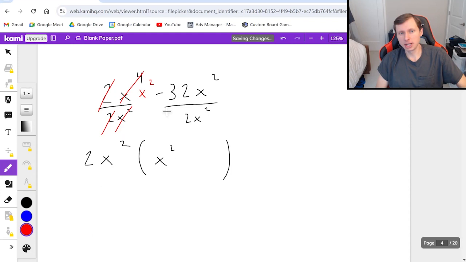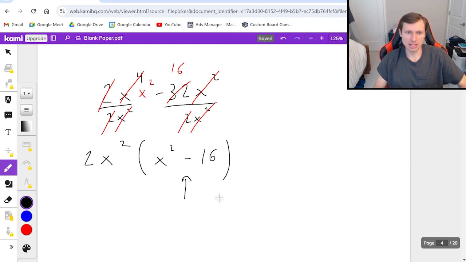And then for the denominator, 32 divided by 2 is 16 in the numerator. And then the x squareds just perfectly cancel out. So then all I'm left with is minus 16. And if you stop here, that's okay, but I can actually factor this further. This is a difference of 2 squares.